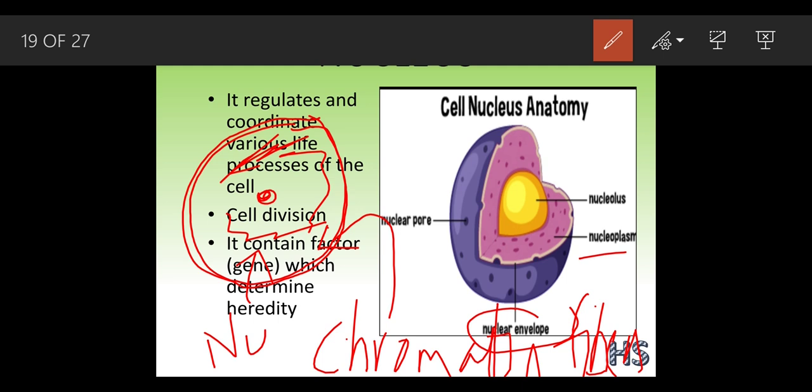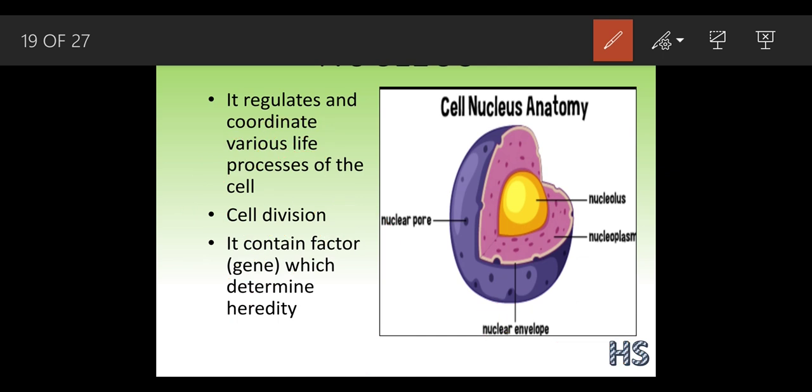What is the function of these chromatin fibers? When they become thick and ribbon-like, they form this X kind of shape, which is called chromosomes. This X kind of structure is called chromosomes. These chromosomes have some specific set on them, called gene factor.